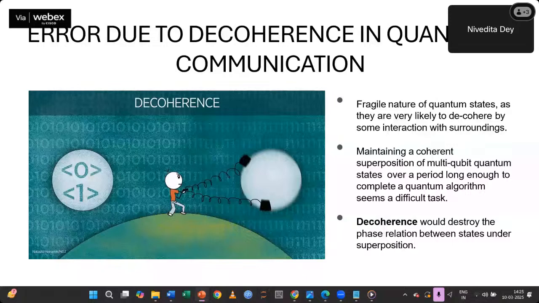So now I will be starting with some of the quantum error correction codes. Yes, so we will start with the very first quantum error correction code.